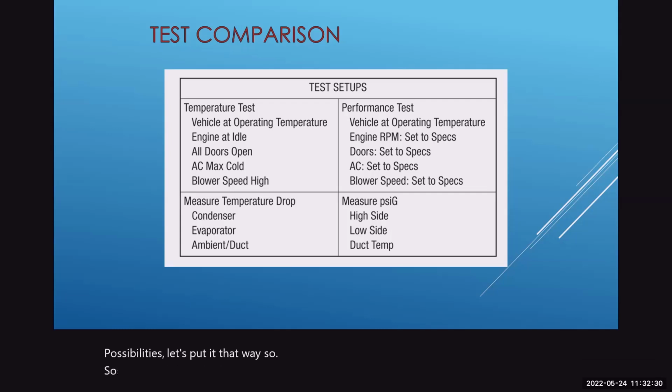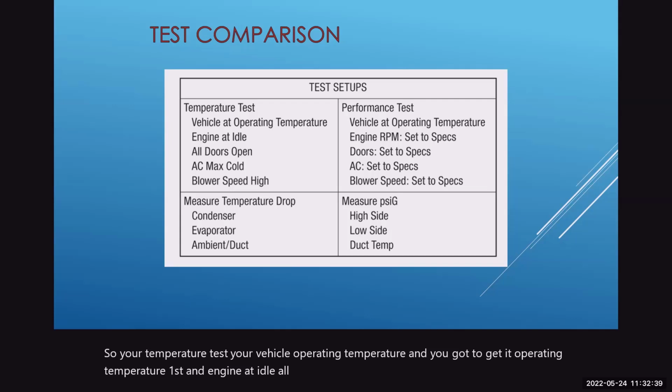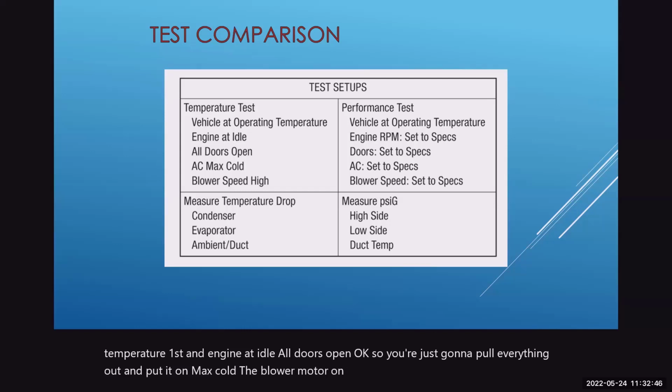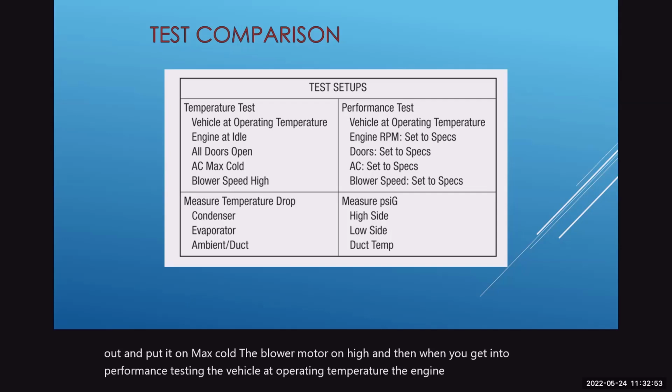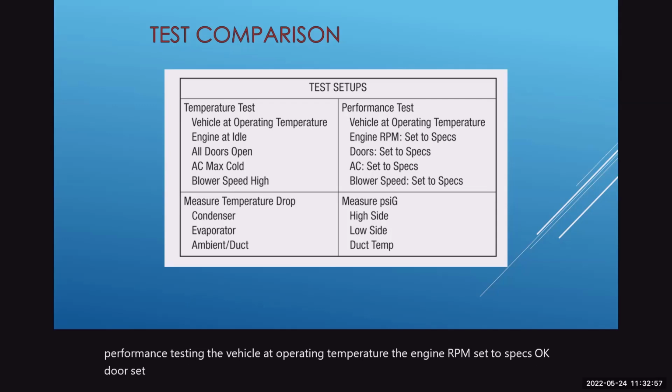For your temperature test, you've got to get the vehicle to operating temperature first. Engine at idle, all doors open. Okay, so you're just going to pull everything on and put it on max cold, the blower motor on high. And then when you get into performance testing, the vehicle at operating temperature, the engine RPM set to specs, doors set to specs, the AC set up to specs, and the blower set up to specs.